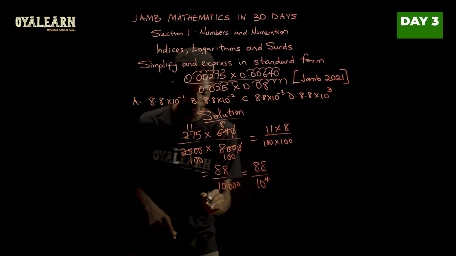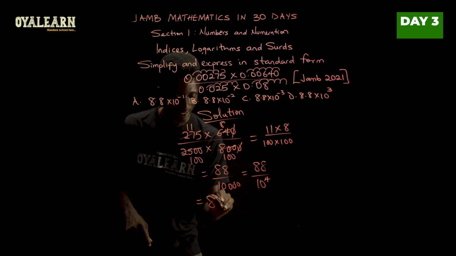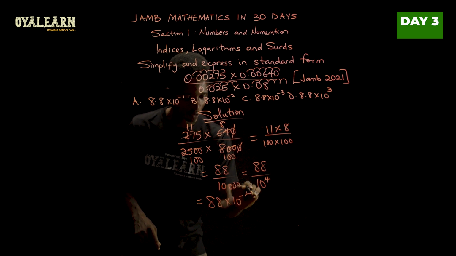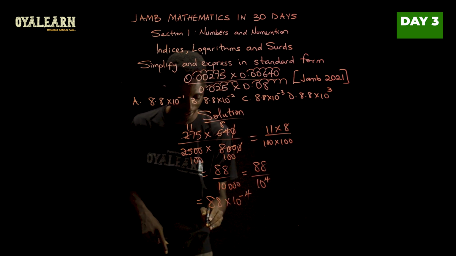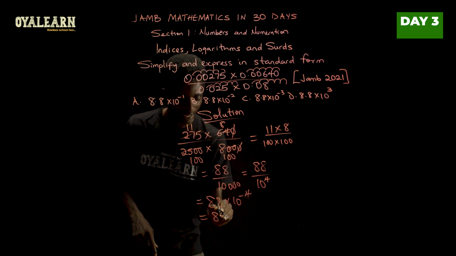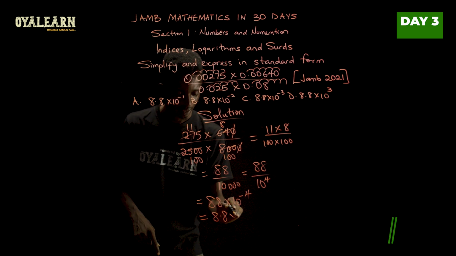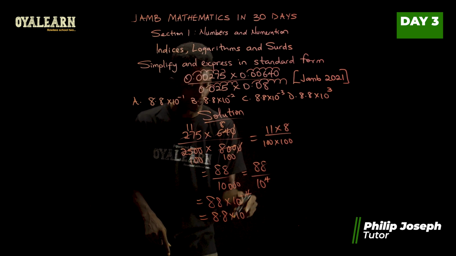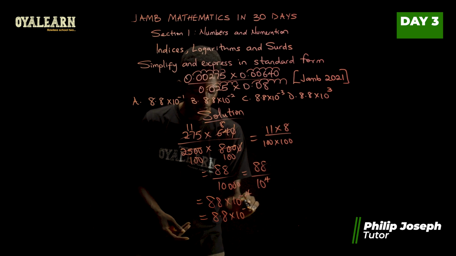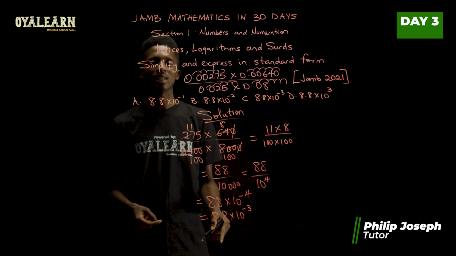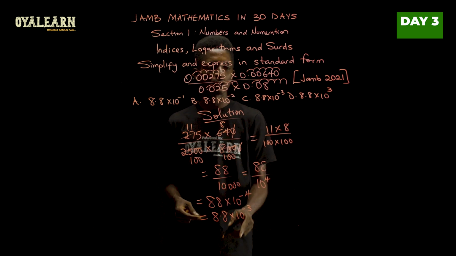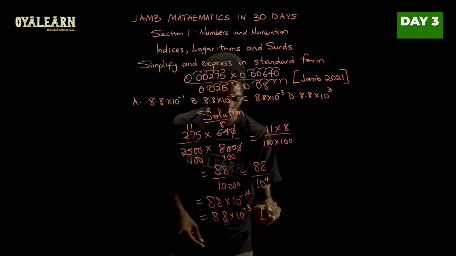Now, to write this in standard form, we can then say 88 times 10 raised to the power minus 4, giving it the negative index, and then this then becomes 8.8, moving the decimal point one step to the left, times 10. Then we add 1 to this. Minus 4 plus 1 will give us minus 3. So it's 8.8 times 10 raised to the power minus 3. So the correct option is C.